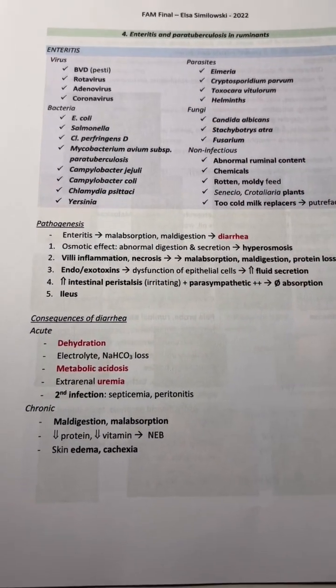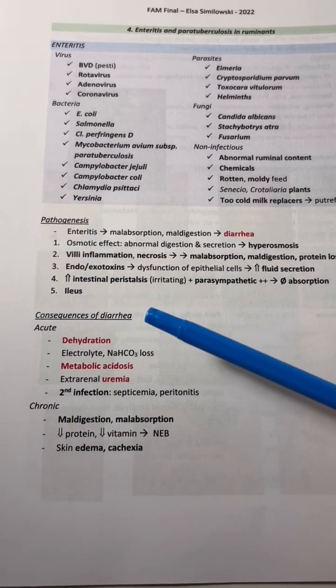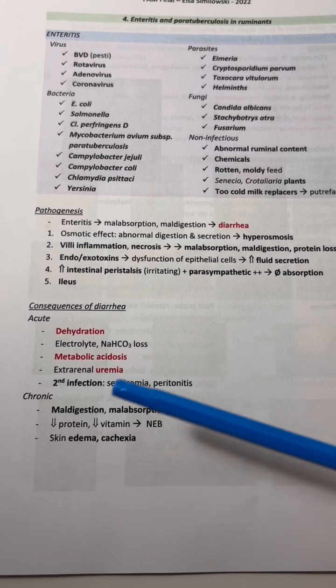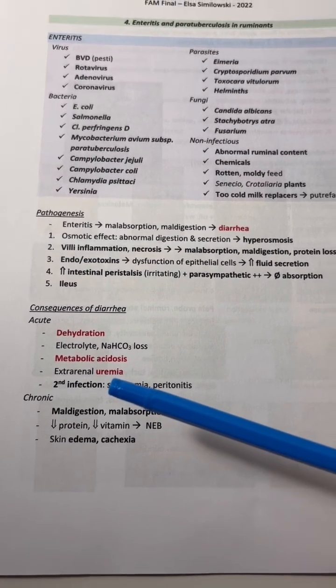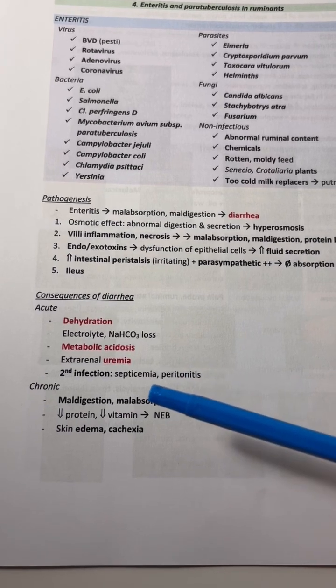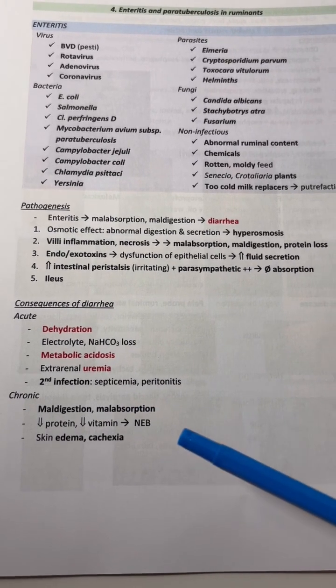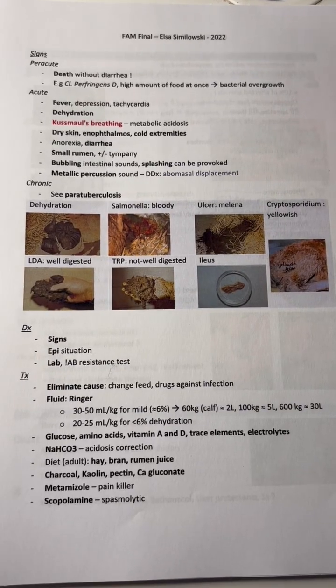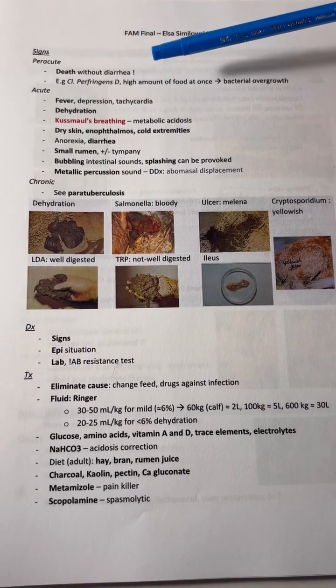The acute consequences of diarrhea are dehydration, metabolic acidosis, and uremia, and they're also susceptible to secondary infections. The chronic consequences of diarrhea are maldigestion, malabsorption, decreased protein and vitamins, which leads to a negative energy balance, and edema and cachexia.